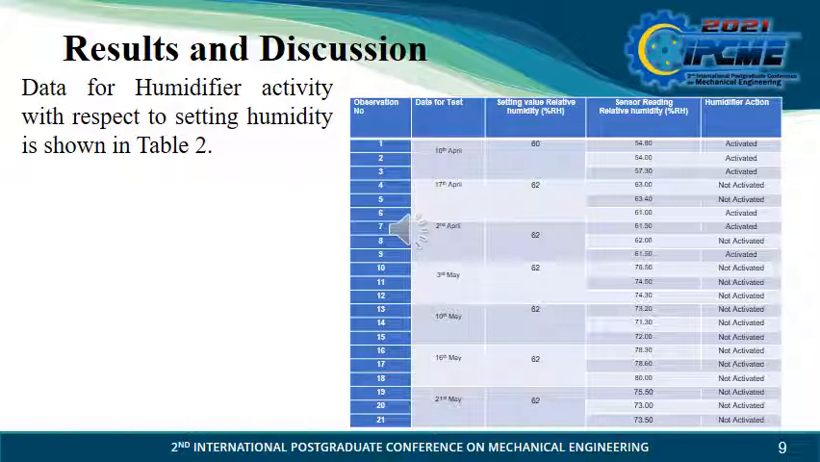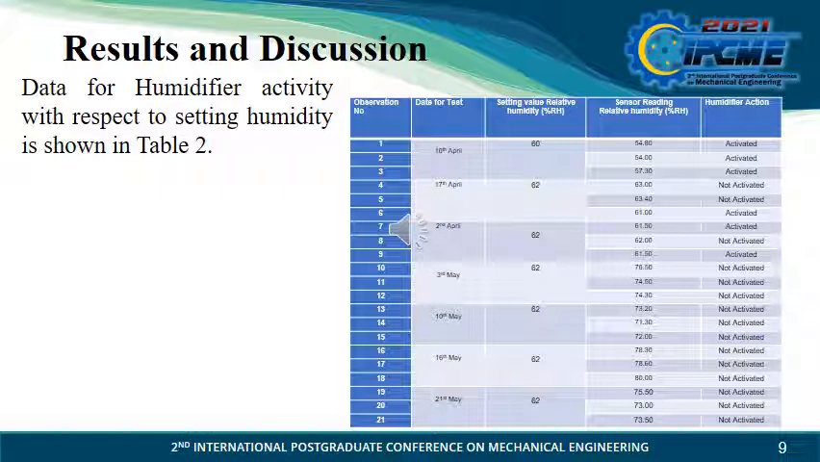In table 2, we can see data for humidifier activity with respect to setting humidity. We have taken our data on 3 different days in April and 4 different days in May. Our set value was 60, whereas the sensor reading was 54.8, 54 and 57.3 on 10th April, and we have found our humidifier was activated in these cases because the sensor reading was lower than our setting value.